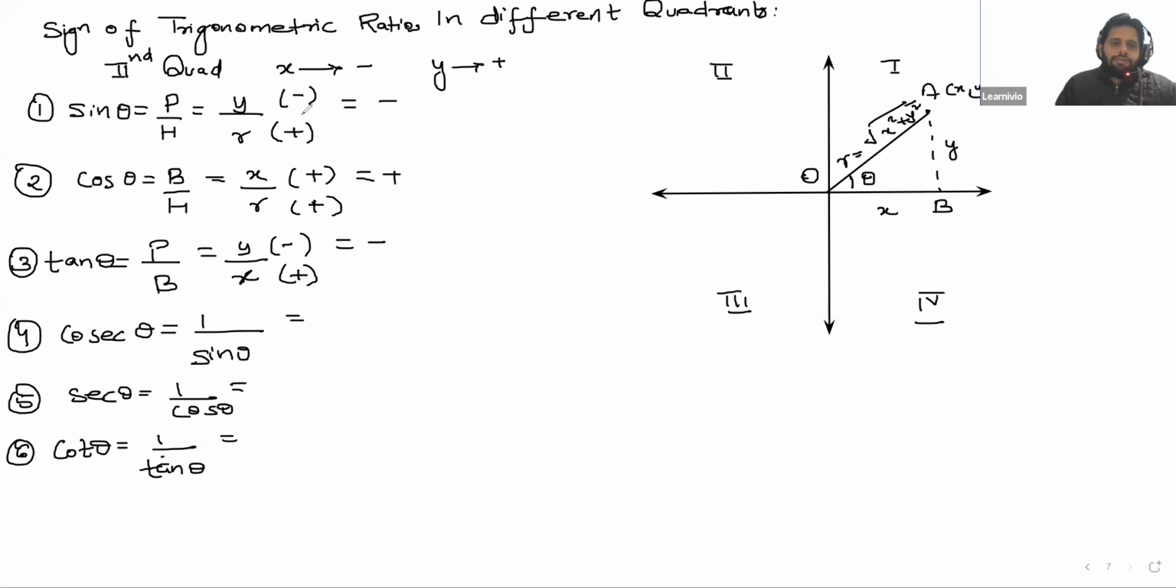Cosec is 1 by sine. Sine is negative, so cosec will also be negative. Sec is 1 by cos. Cos positive, positive. Cot is 1 by tan. Tan negative, cot will be negative. Okay, Noma, this clear? Yes sir. So in the second quadrant, cos is positive and its reciprocal, and all the ratios are negative. Okay, so please note down this.